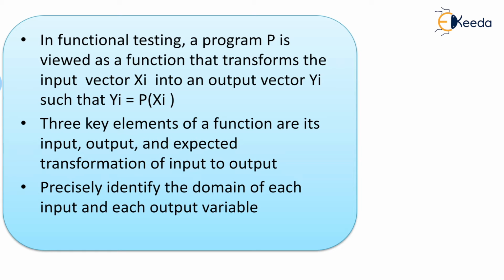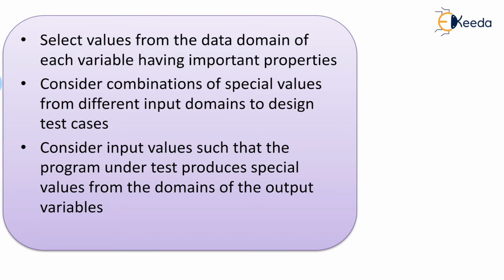So precisely identifying the domain of each input and output variable is a must. Now select the values from the data domain of each variable having the important properties. Then consider the combination of special values from different input domains to design test cases. Because this will hamper your work if that is not done correctly. Next, consider the input values such that the program under test produces special values from the domain of the output variable.